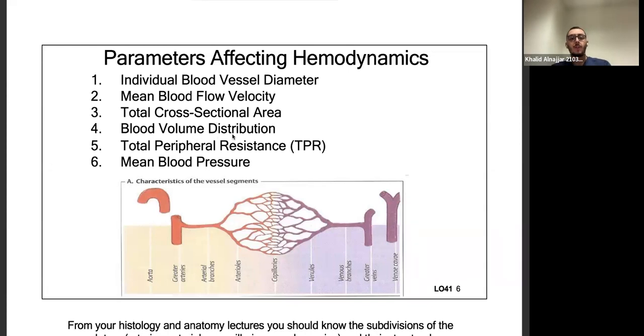Okay, the blood volume distribution, as in how much volume we have going to this system, how much volume we have in that system, or how much volume we have in this vessel, how much volume we have in that vessel, or in the aorta and in the arterioles.